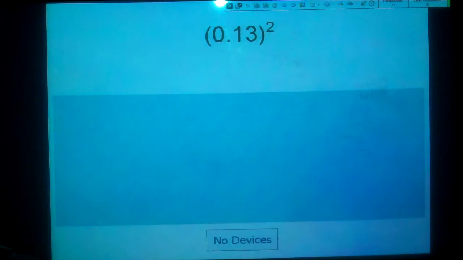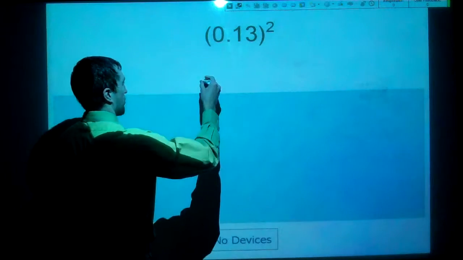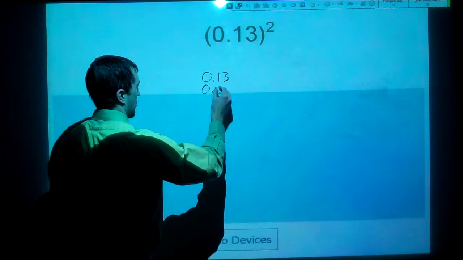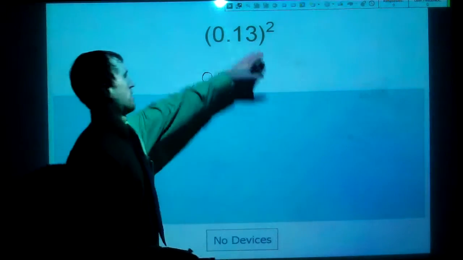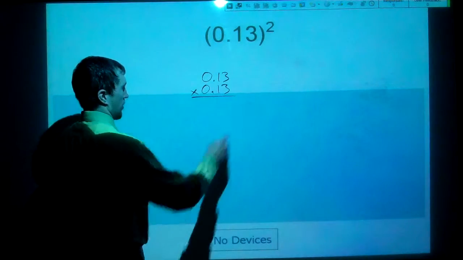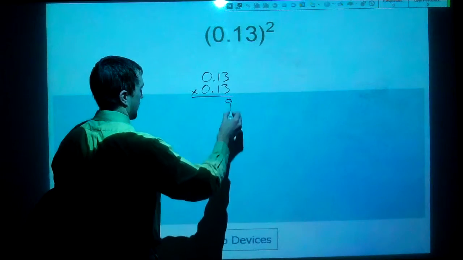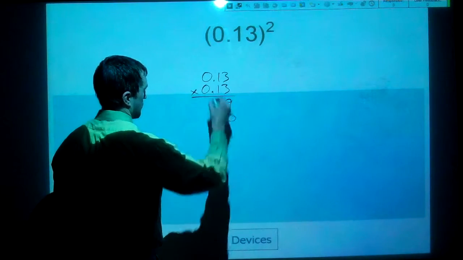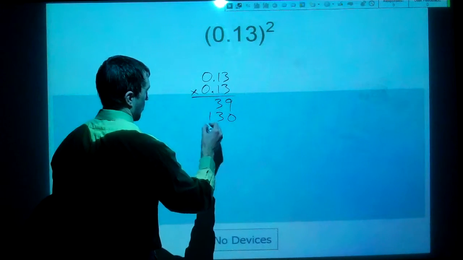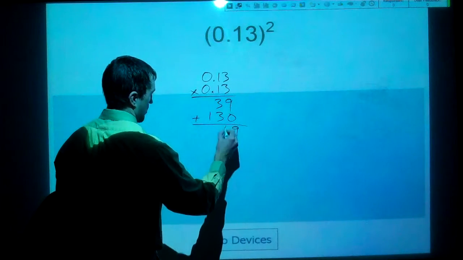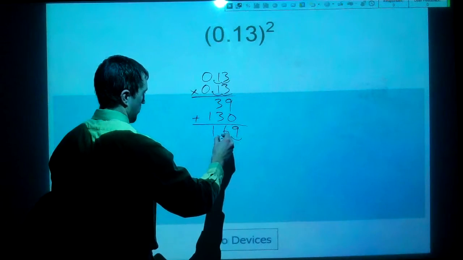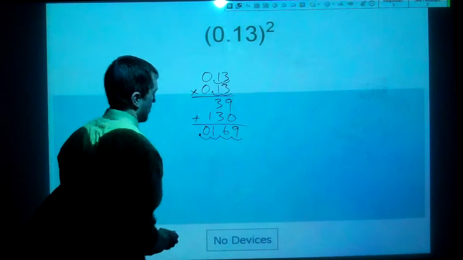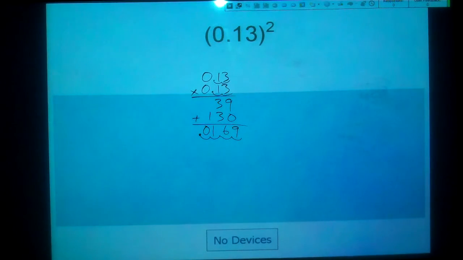Alright, last one here. This will be 0.13 times 0.13. Remember, that doesn't mean multiply by 2. This means that we're going to multiply whatever is in here twice. So if we go ahead and do that, let's do it real quick. 9, 3, 0, 1, 3, 1. All right, then we add 6, 1. All right, we have to move this over 1, 2, 3, 4 spots. So 0.0169. Alright, that is our review.